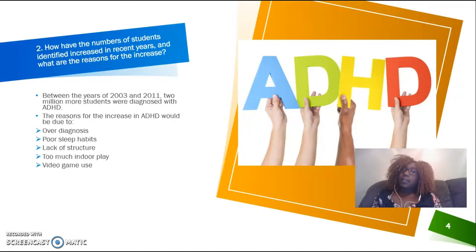So the reasons for the increase in ADHD would be overdiagnosis, which happens all the time. Students or children can get overdiagnosed with ADHD. That's very common. You have poor sleep habits, you have lack of structure, you have too much indoor play, and you have video game usage. Those are all very good reasons that ADHD would increase in children, adults.